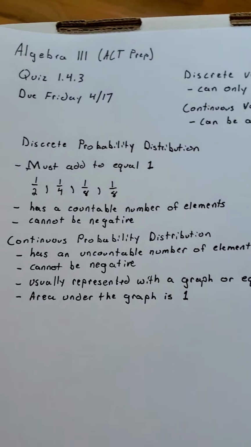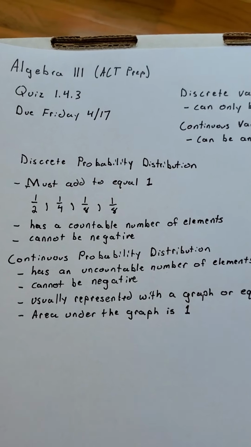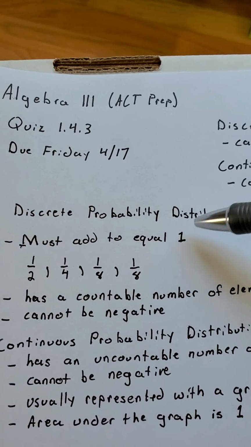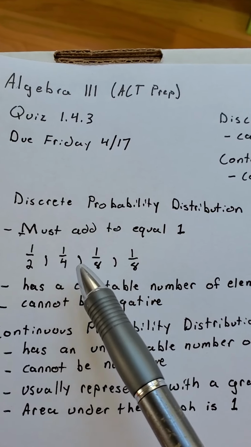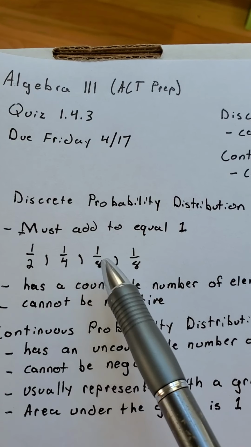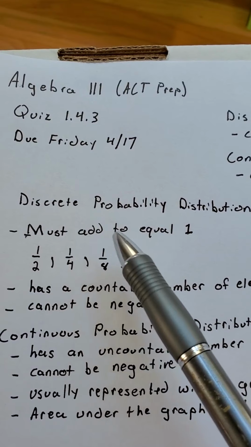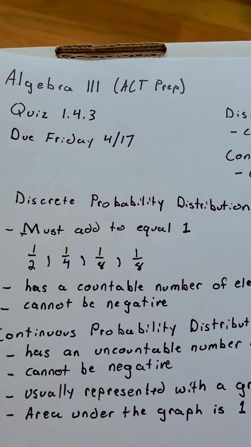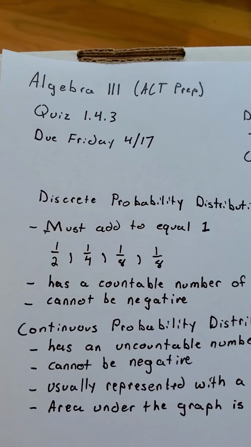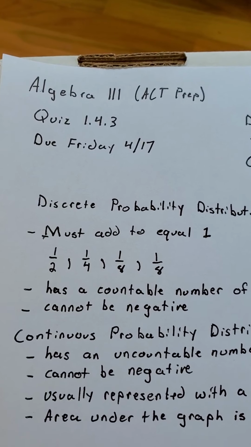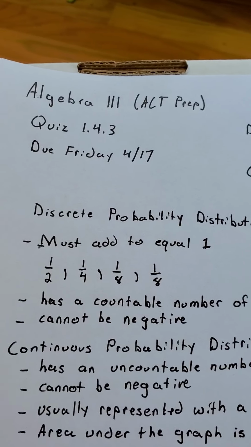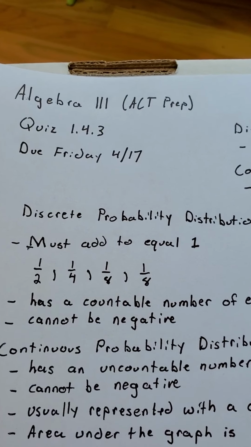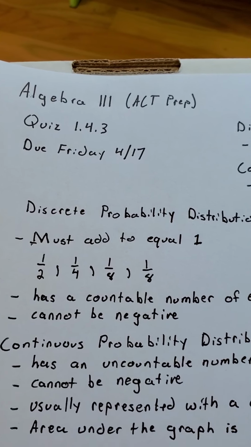So another little bit with discrete and continuous probability. A discrete probability distribution, if these are the probabilities of certain events occurring, that is a probability distribution. They must add to equal 1. So if you add all these fractions together, they will equal 1. Now, if the individual fractions add together and they don't equal 1, say they equal 5 over 6, that is not a probability distribution. It must equal 1 if you add them all together.